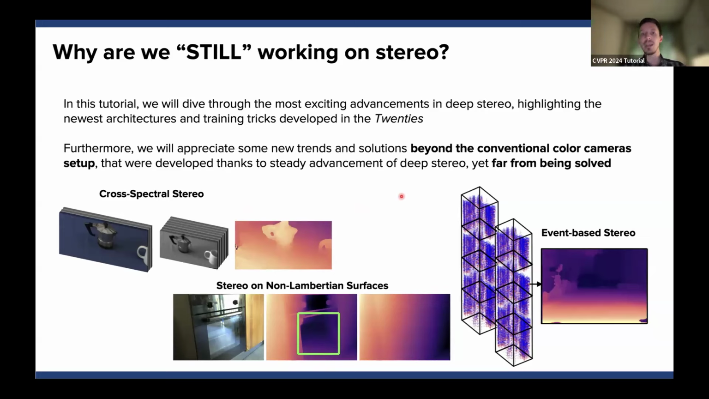given the maturity of this task, we can also look beyond the conventional color cameras, and we can think about running stereo networks also on some input modalities that are very different from color images, something that we couldn't even think about 5 years ago. So for instance, we will see how we can estimate the disparity between images of different modalities, of different spectra. We can estimate dense disparity maps out of sparse inputs, like the sparse inputs we get from event cameras.